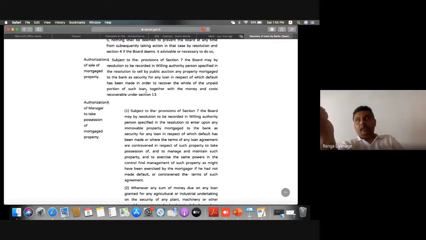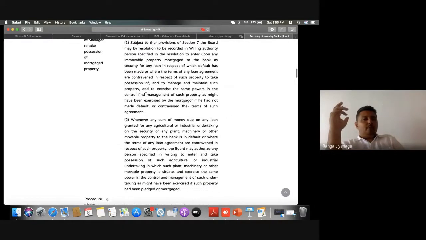So the bank gets the power and authority to get into the shoes of the borrower and run the business, if it's a business, on the property. Whenever any sum of money is due on any loan granted to an agricultural or industrial undertaking on the security of any plant or machinery, the board may authorize any person specified in writing to enter and take possession of such agricultural property, whatever that plant is, and exercise the same power in the control and management of such property pledged or mortgaged.